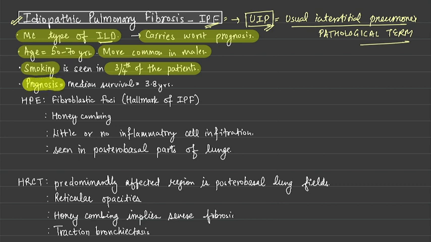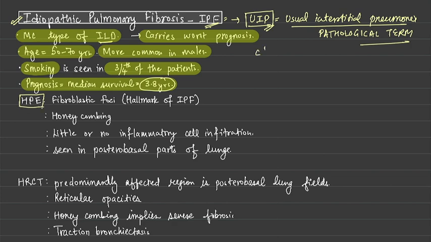Prognosis is very poor. Median survival is 3.8 years. That's it. Because most of the times the drugs, the medications that we give, they are not effective at all. Steroids are not effective in this disease, and the disease relentlessly progresses, and eventually mortality occurs, and the median survival is 3.8 years. Right. What will you see on histopathological examination?